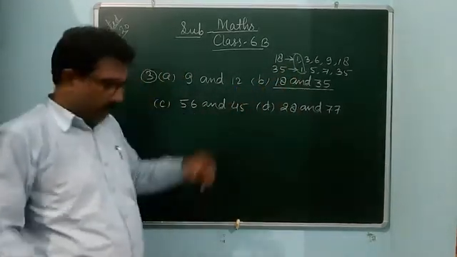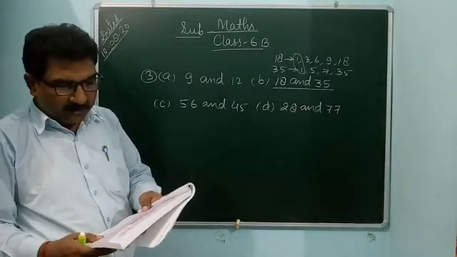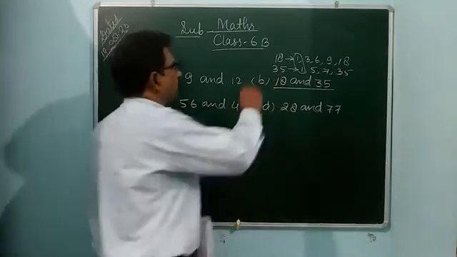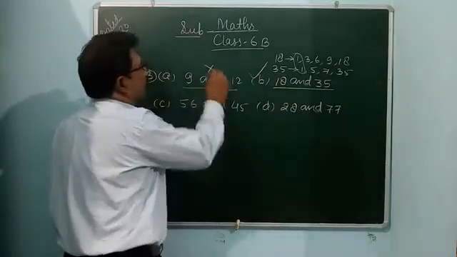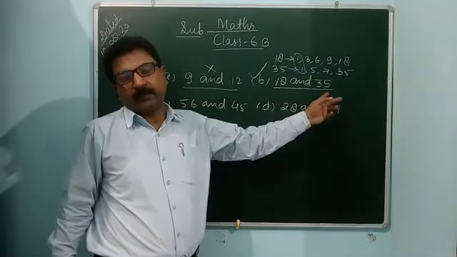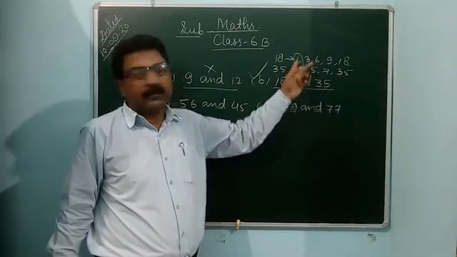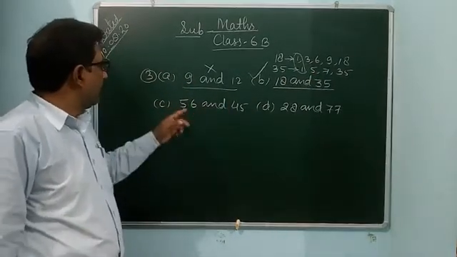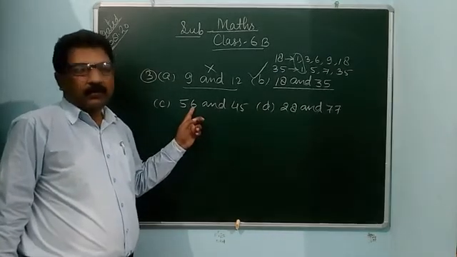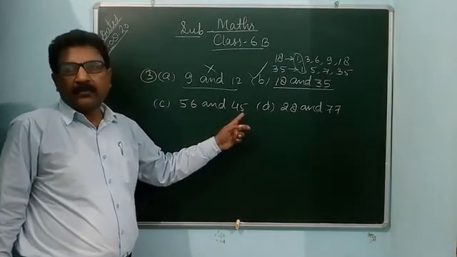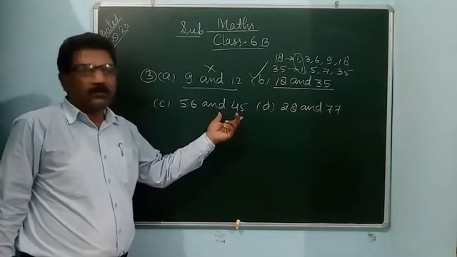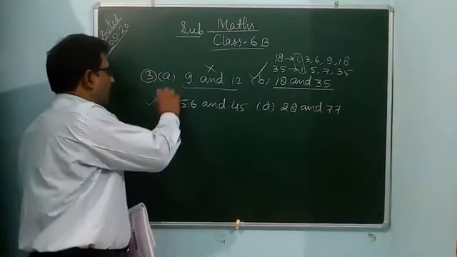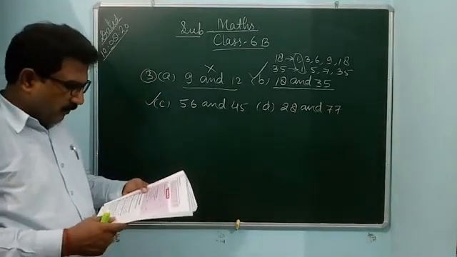So the question asks which of the following is a pair of coprimes. B is a pair of coprimes, but A is not. 18 and 35 is a pair of coprimes because the common factor is 1. Here C, 56 and 45: the last digit of one is even and the other ends in 5. If you find the factors, only 1 will be common. So 56 and 45 is also coprime.